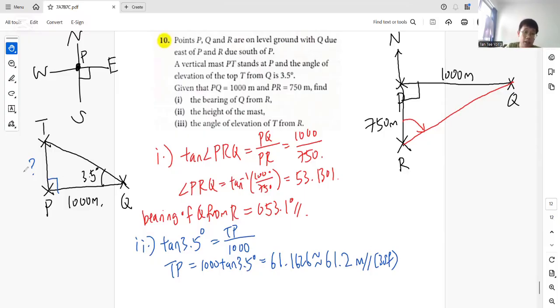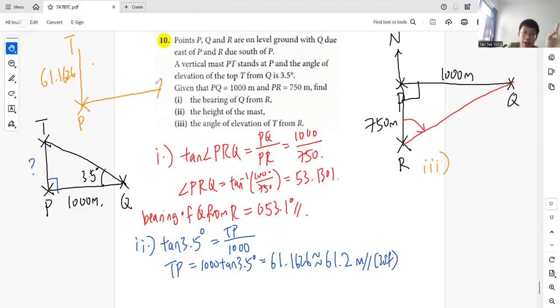Okay, last one, part 3. Let me choose orange. So part 3 over here, the angle of elevation of T from R. Now we are going to draw another triangle. It's about R. Okay, let me draw here. Same thing, the height: P is here and T is here. But this time around, we know the height, 61.1626.